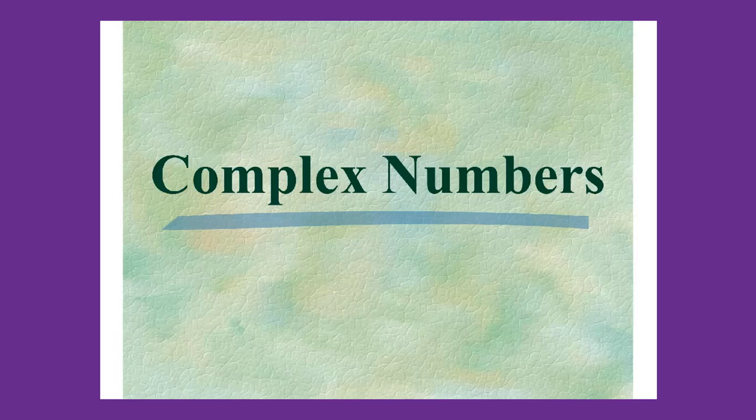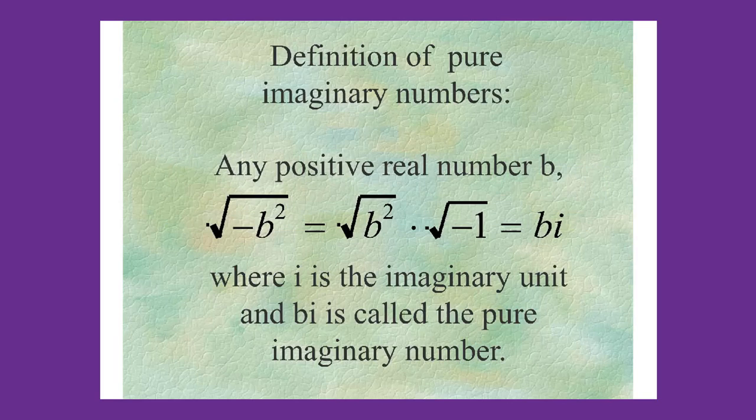This video is about complex numbers. Definition of pure imaginary numbers. For any positive real number b, the square root of negative b squared gives the square root of b squared times the square root of negative 1, which equals bi. That's the definition for i.